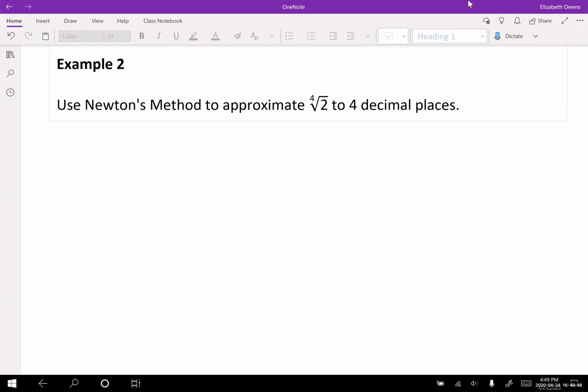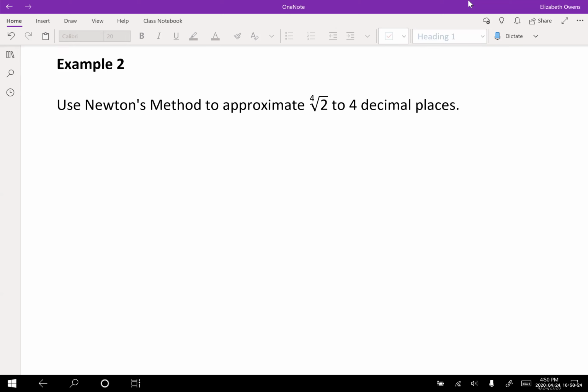Hello again, everybody. We are here still in section 4.6 for a second example. In this problem, we are going to use Newton's method to approximate the fourth root of 2 to 4 decimal places. This problem's a little different from the one we did before. In example 1, we were given the equation and we were told to find the root of that equation. Now we're just trying to approximate the value of this number right here.